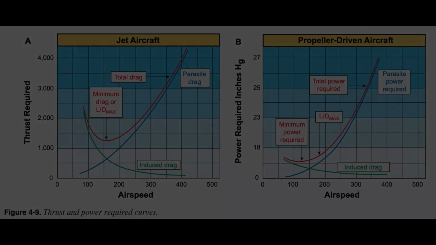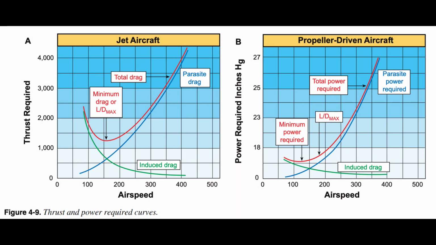Drag curves. When induced drag and parasite drag are plotted on a graph, the total drag on the aircraft appears in the form of a drag curve. Graph A of Figure 4.9 shows a curve based on thrust versus drag, which is primarily used for jet aircraft. Graph B of Figure 4.9 is based on power versus drag, and it is used for propeller-driven aircraft. This chapter focuses on power versus drag charts for propeller-driven aircraft.